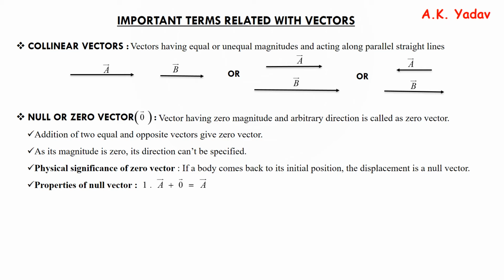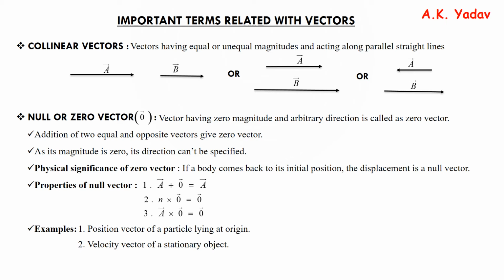The properties of null vector: a vector plus a null vector will give you the same vector. A null vector multiplied by any number will give you the null vector. Any vector multiplied by a null vector will give you a null vector. Examples of null vector are the position vector of a particle lying at the origin, and the velocity vector of a stationary object.